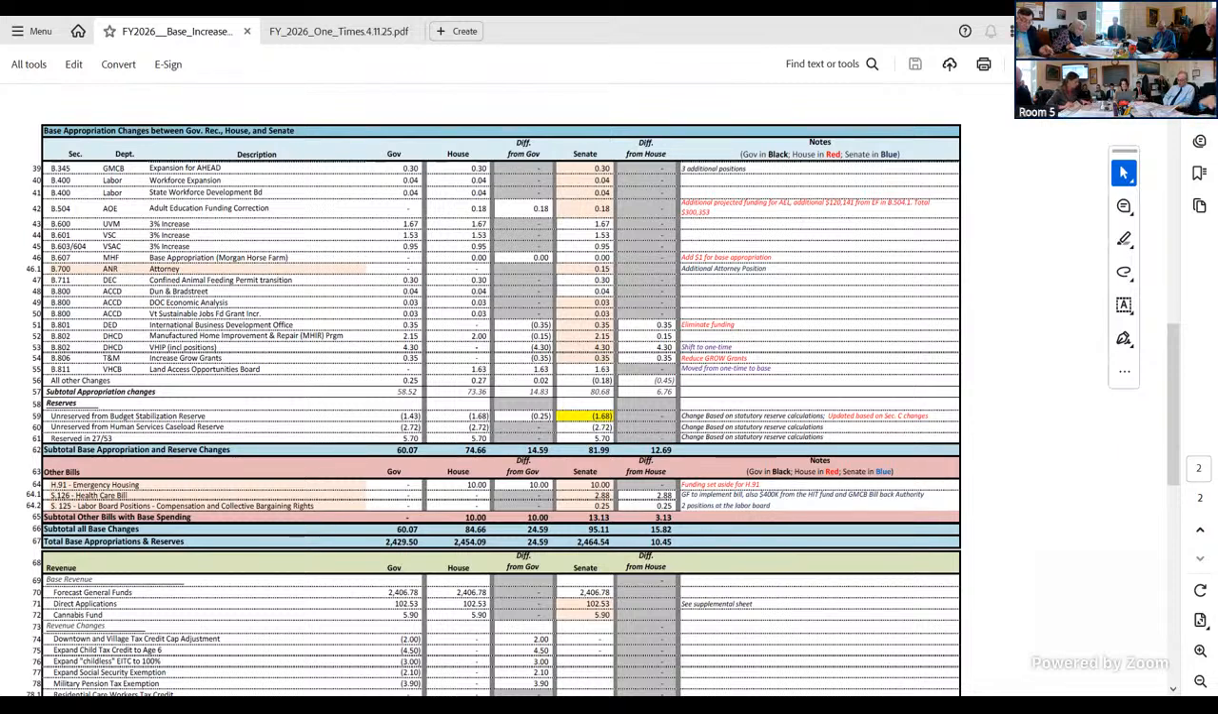Line 42 is for the adult education funding. This was updated by the House based on the projections from the Agency of Education to make sure they have enough funding to cover the existing program. There's also an additional $120,000 from the education fund. Then we'd have the language in the BA.